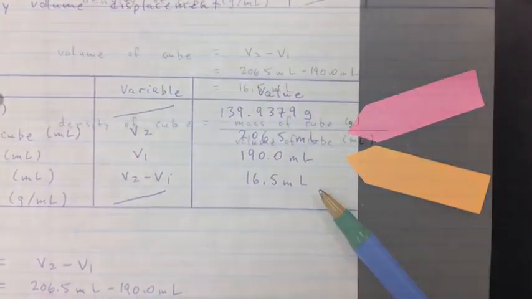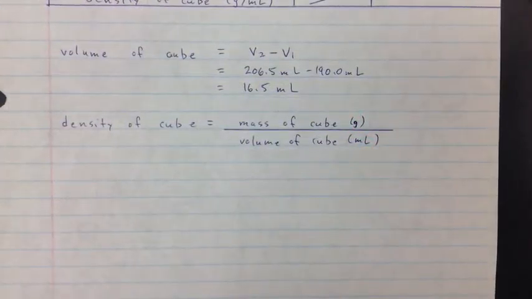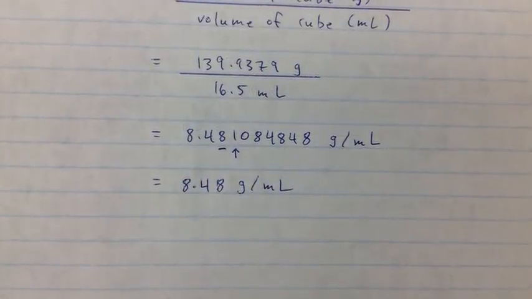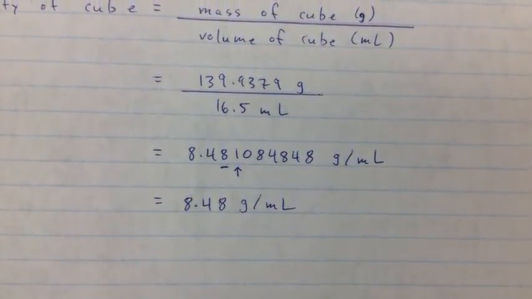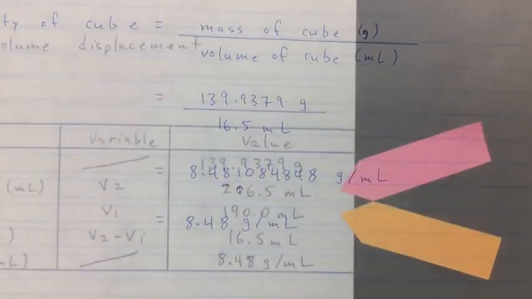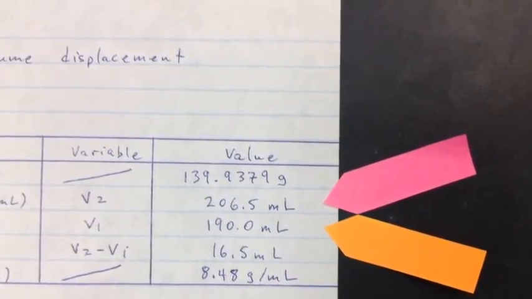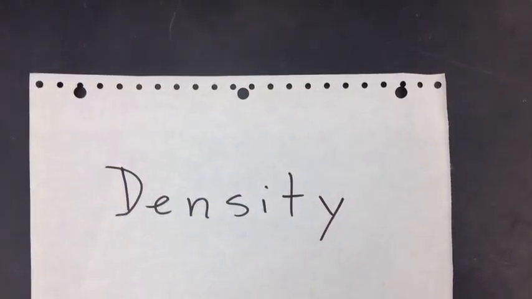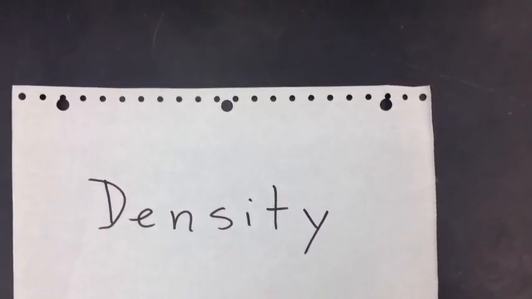And then you can calculate the density of the cube as the mass of the cube over the volume of the cube, plugging in your numbers and calculating to the correct number of significant digits. You can place that number inside your lab data table. And that's the end of the density pre-lab video.